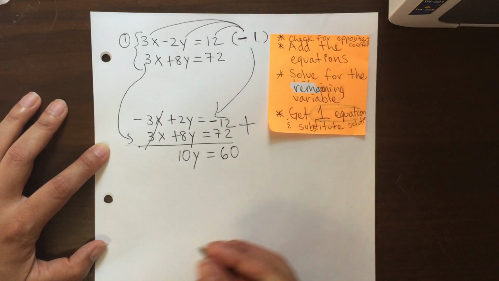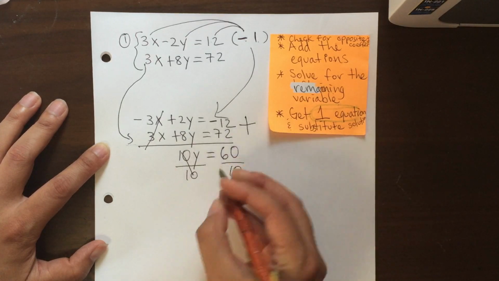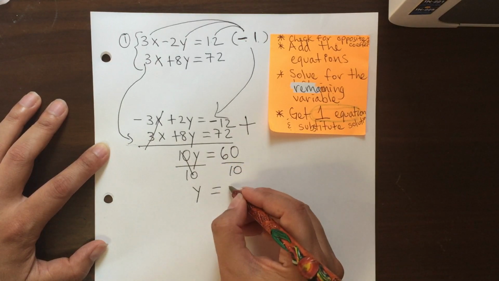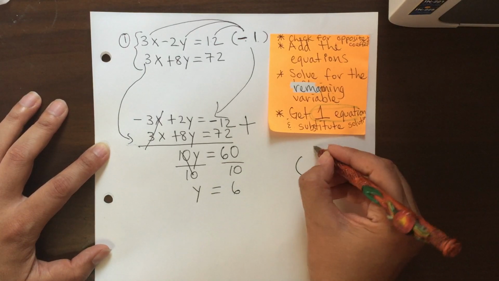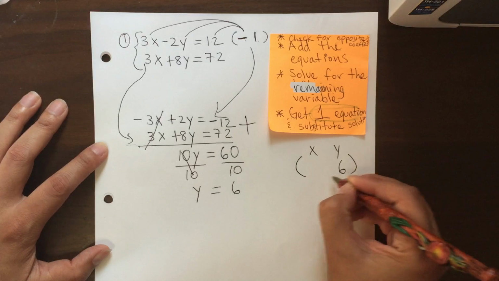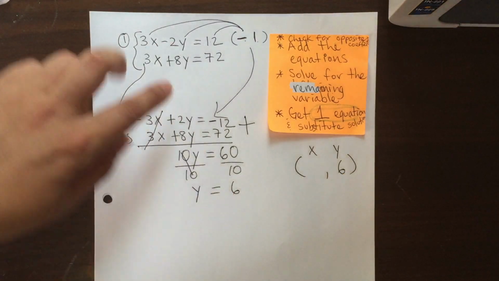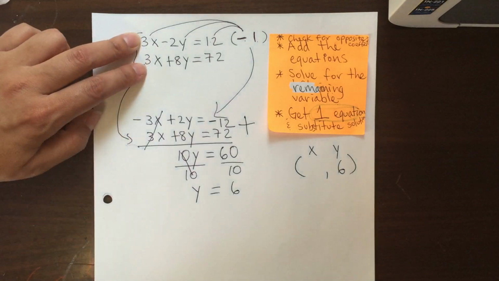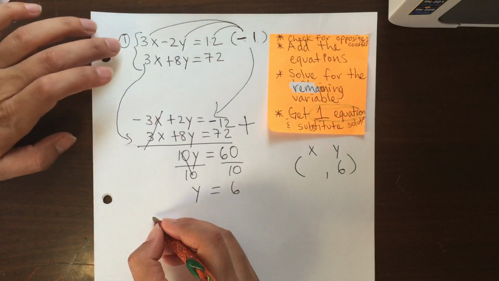Solve for the remaining variable. I divide both sides by 10, and so my y is equal to 6. I already have my y. Notice how this time I have my y, not my x. And so this is what I'm going to replace in one of the 2 equations. It doesn't matter which one. Okay, so let me choose, I'll choose the first one still.